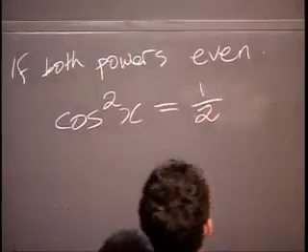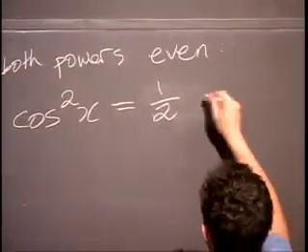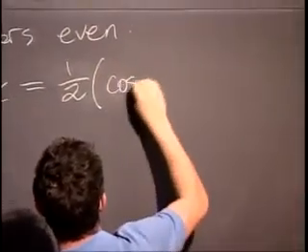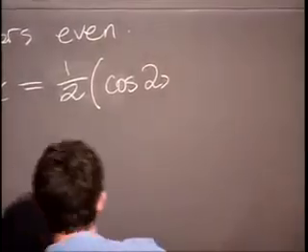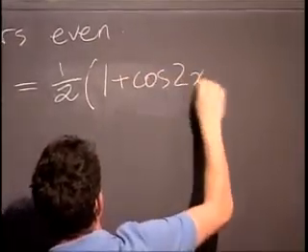I have to work this out in my head. No. Let's do it like this. 1 plus cosine of x. There we go. Back on track.